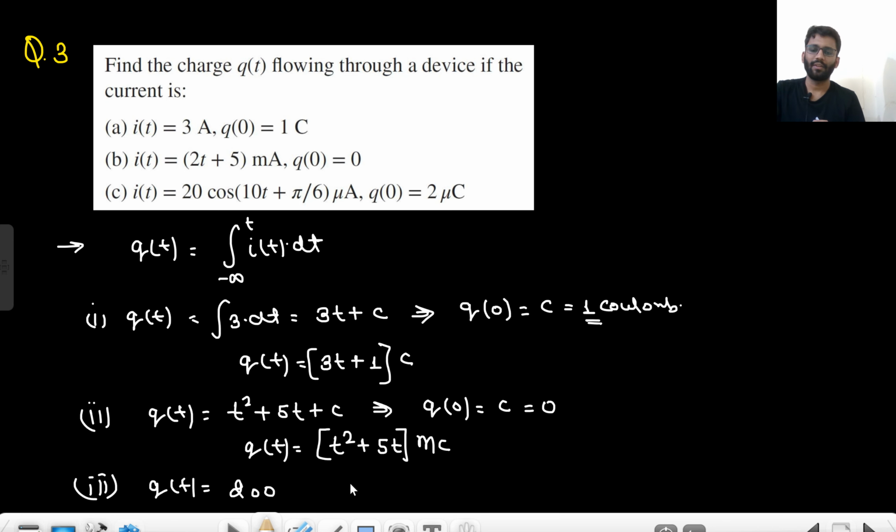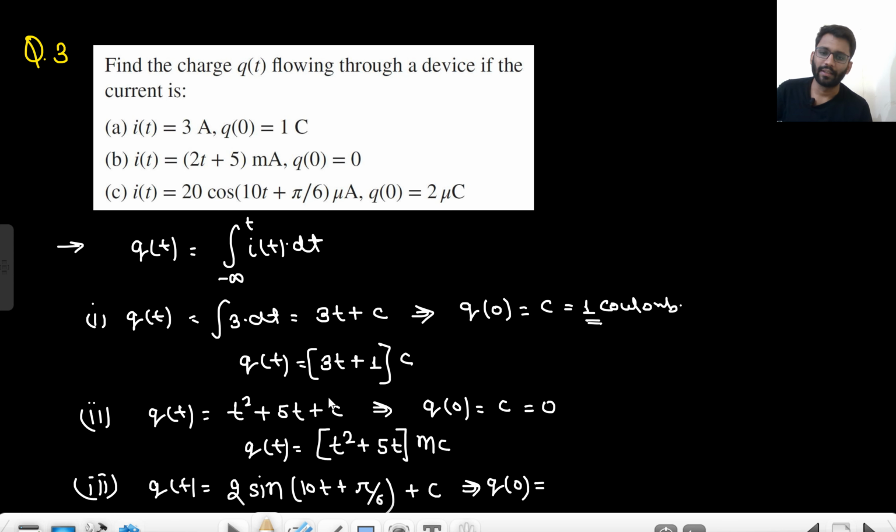So it will be millicoulomb. Okay. So now integration of this will be equal to integrating it. This will come downwards, not upward. Basically this will be 2 sine(10t plus pi by 6) plus c, and it is given that q of 0 is equal to 2 into sine pi by 6.